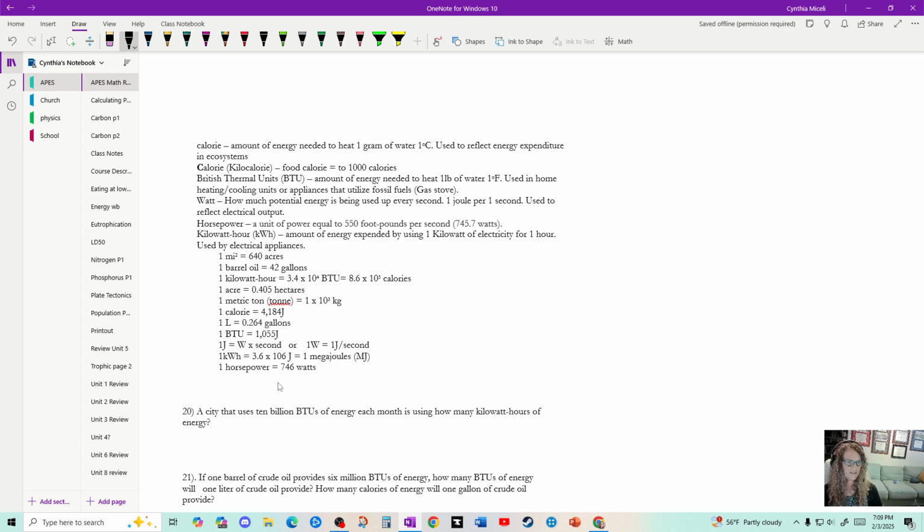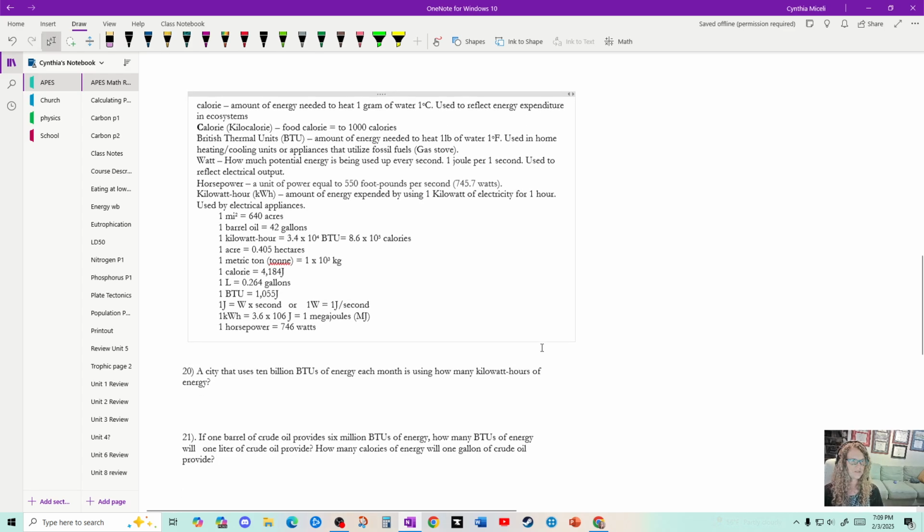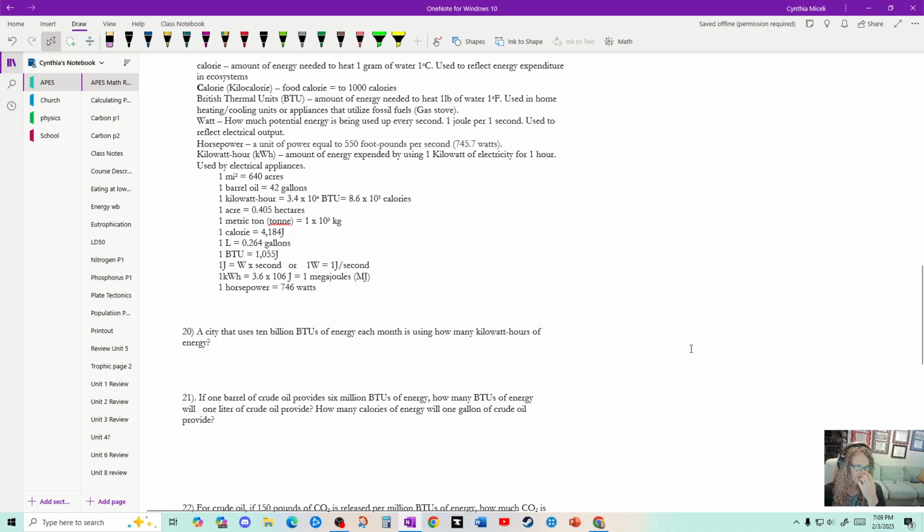All right, so this first one is, let me scroll up a little bit, give us some space. Okay, so the city uses 10 billion BTUs, British thermal units, which is a kind of energy, right there. And every month they use it. So how many kilowatt hours is being used?